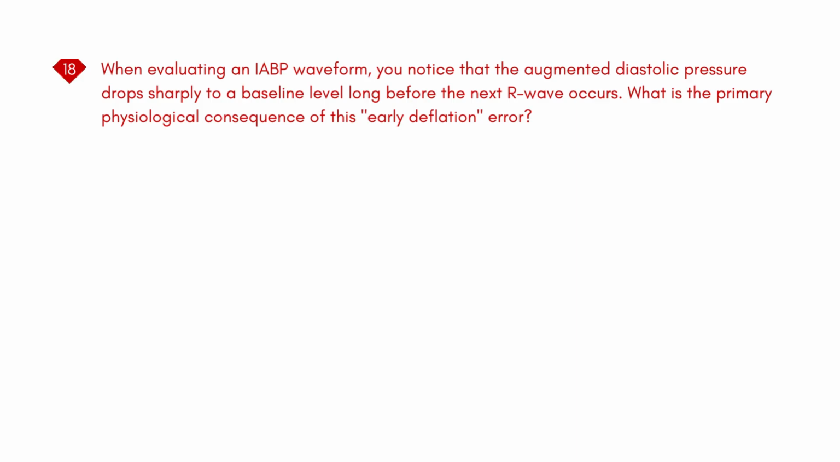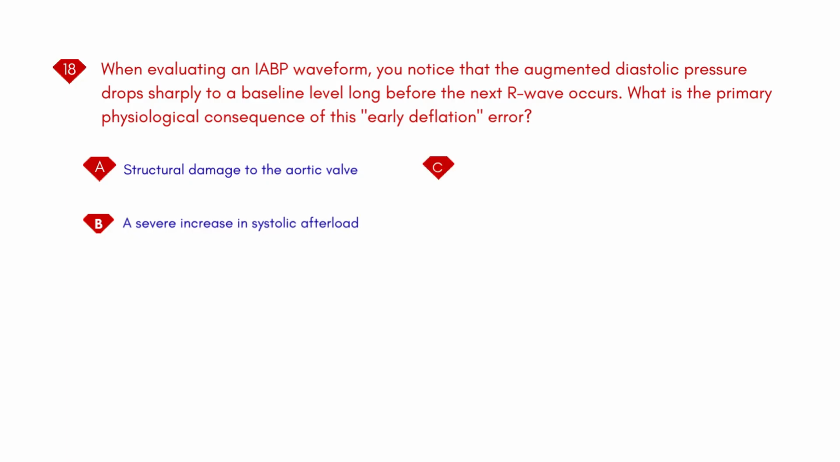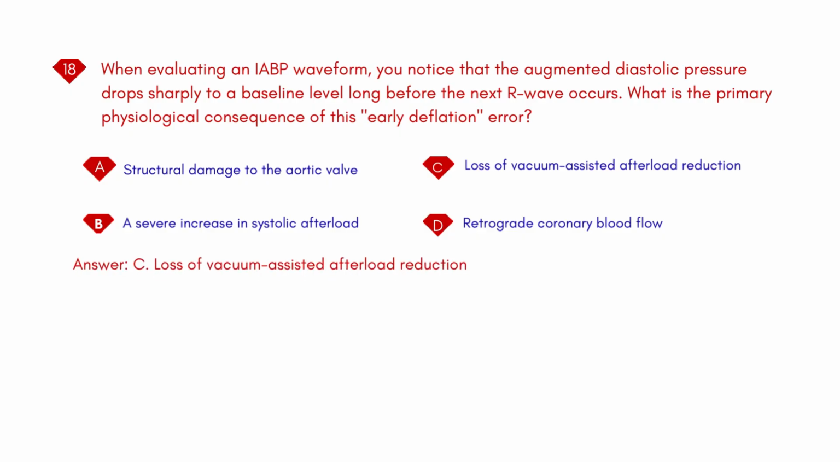What is the primary physiological consequence of this early deflation error? A. Structural damage to the aortic valve. B. A severe increase in systolic afterload. C. Loss of vacuum-assisted afterload reduction. D. Retrograde coronary blood flow. Answer: C. Loss of vacuum-assisted afterload reduction.